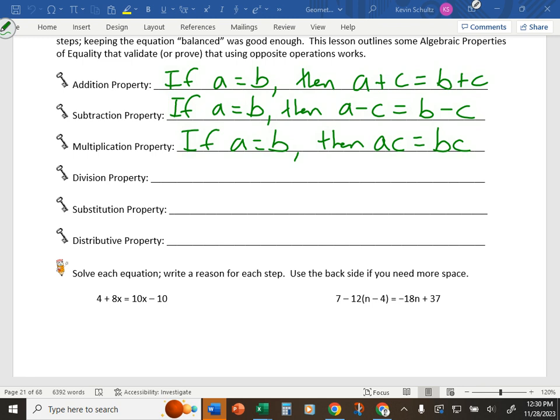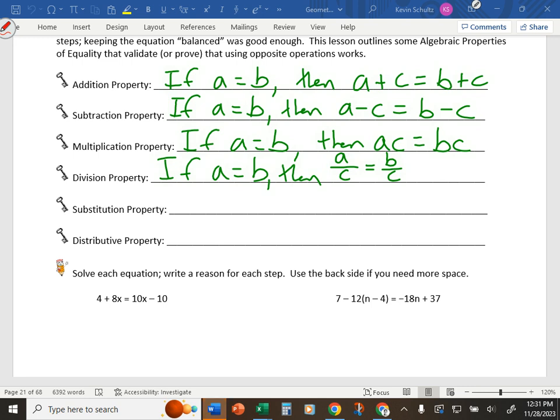Paul. Division property. Go ahead. If A equals B, then A divided by C equals B divided by C. What's the condition to this one, though? This one's got a condition to it.